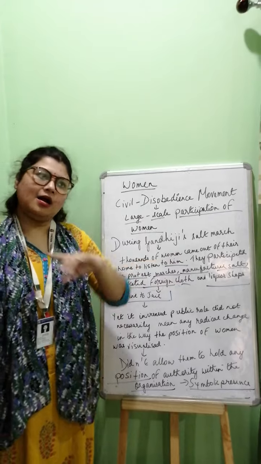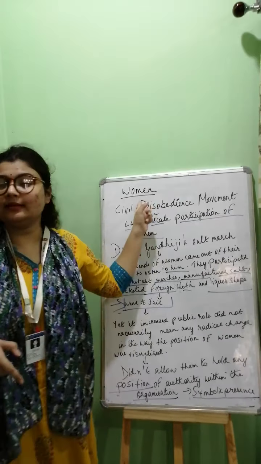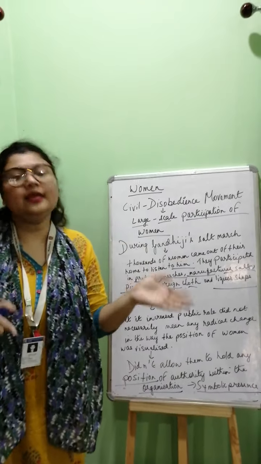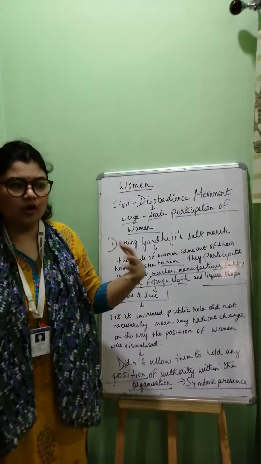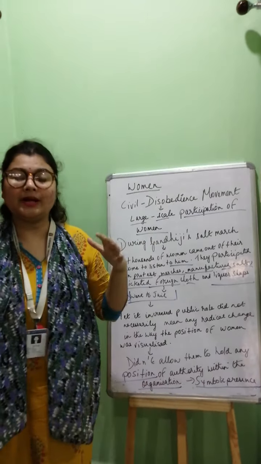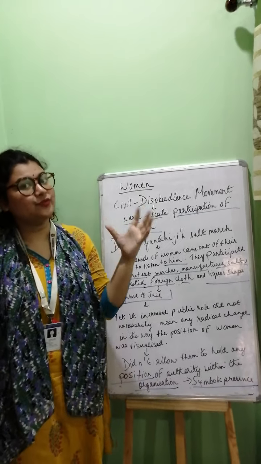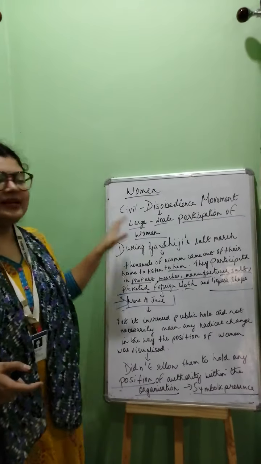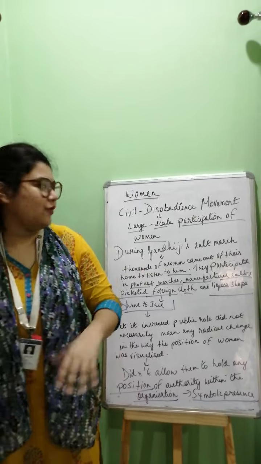But in the urban areas there were even high class women who participated in the civil disobedience movement. That is also one of the points. And in the rural areas there were wives and daughters of rich peasants who participated in the movement. So high class, high caste women also participated in this movement. The civil disobedience movement had a wide range of women.